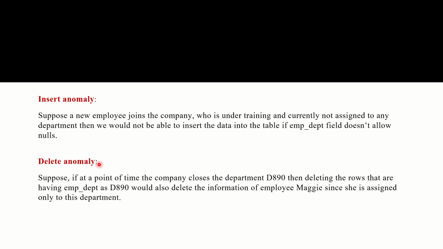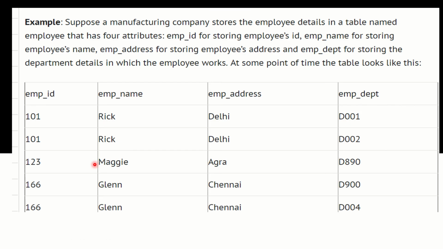Next type of anomaly we have to study is called the delete anomaly. Suppose you are considering this example and take the third row. Suppose the department D890 stops its working from the organization. That particular department is not working now. So what happens if a particular department is not working? Then we have to remove the entire row from this table because now this department is not in the company.